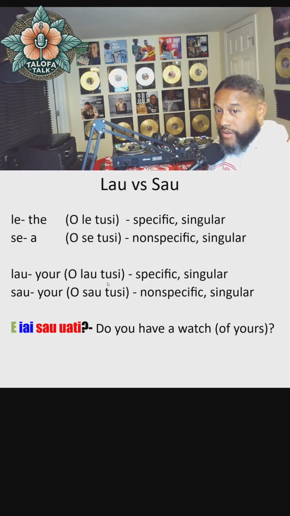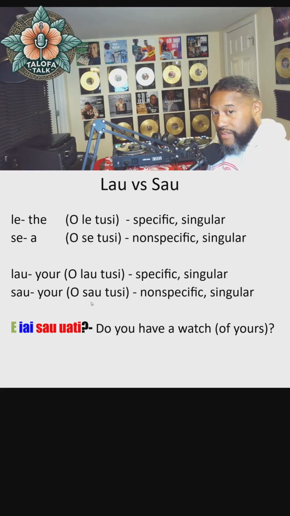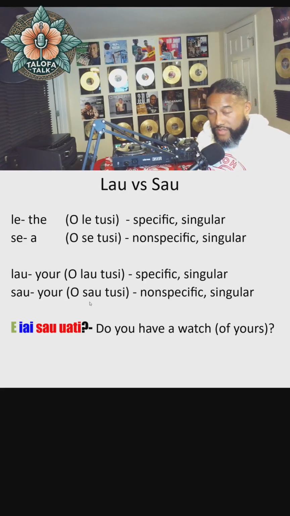But if I were to say, o sautusi, then it's going to be, it is a book of yours. Just like up here, if I say osetusi, I'm just saying it is a book. But if I say sao instead of lao, then it is a book of yours. I'm explaining it a little slow because we don't do this in English. The sao is combining your and non-specific. So it's singular, non-specific.